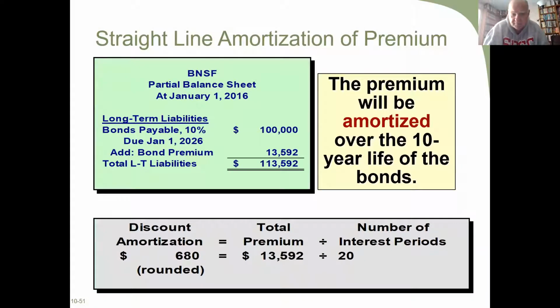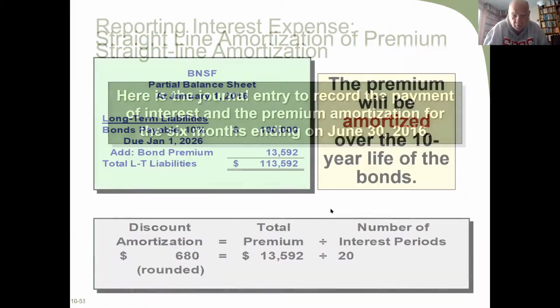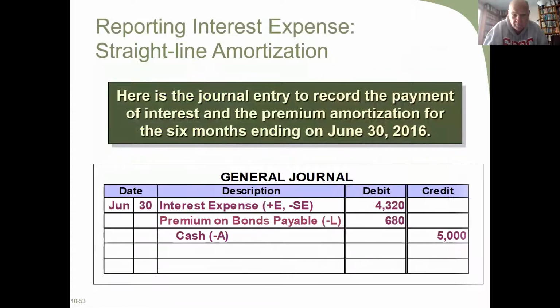Straight line. Pretty easy, huh? 13,592 divided by 20 periods, 680. Here's your journal entry. Premium was 680. Cash was 5,000. What do you notice about our interest expense number now? Did it go up or down?